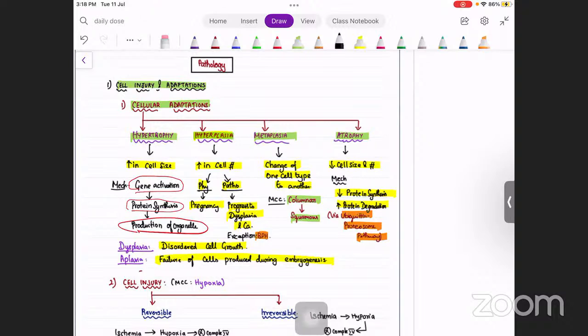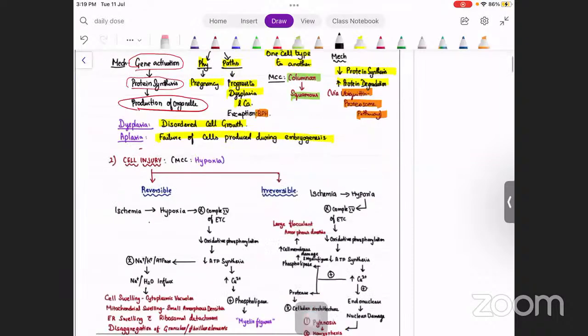Failure of cells produced during embryogenesis, that is aplasia. Pretty straightforward. Yes or no? Okay. Now, speaking about cell injury, what is the most common cause of cell injury?